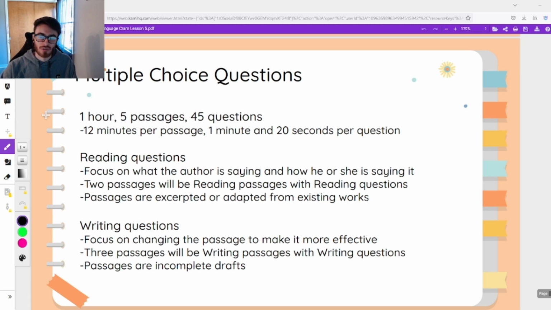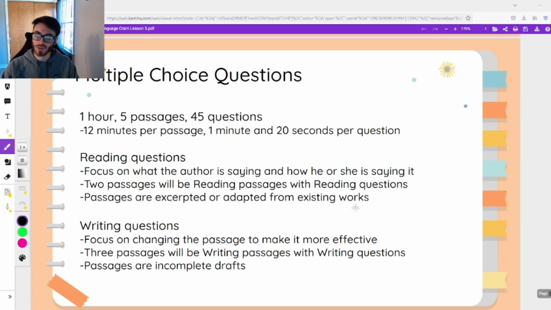As I mentioned, there are reading questions and writing questions, and the difference is that reading questions are focused on what the author is saying or how he or she is saying it. They're focused on the content of the passage, what the passage is actually saying. It's your understanding of what's actually going on in the passage. I believe the first 2 passages for the multiple choice section will be reading passages with reading questions.